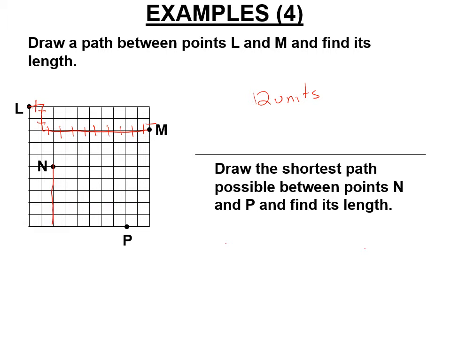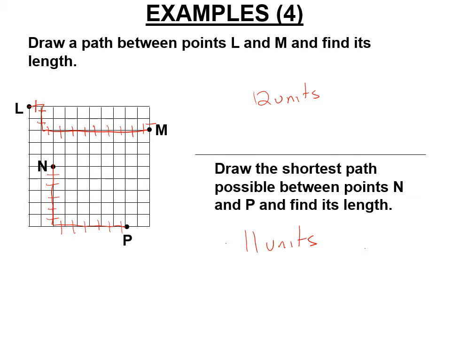So the easiest one will go down this way and over that way. So how far is that? 1, 2, 3, 4, 5. Turn the corner, 6, 7, 8, 9, 10, 11. It's 11 units. You can't get there any faster than 11 units.